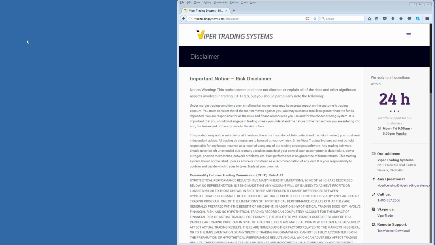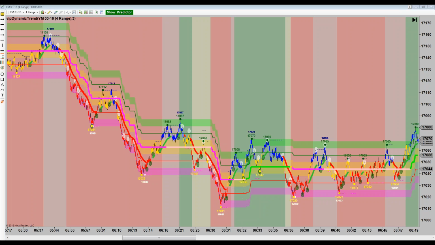Let's start with screen one, which has a YM chart on it. Here we can see several things. There are quite a few new people, some free trials, so I'm going to take just a couple of seconds to talk about the basics of what you're looking at on the chart.